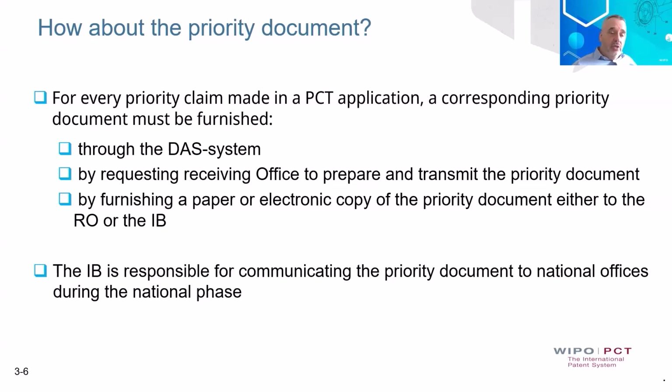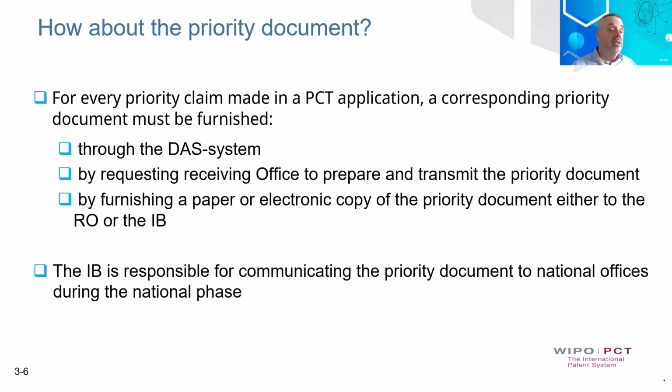Okay, if you can't use the DAS system because maybe your Office of First Filing is not yet part of the DAS system, and that can happen depending on where you filed your earlier application, then you still have the opportunity to request your receiving office to possibly prepare and transmit the priority document. That's the second best option. It only works in a case where the earlier application was filed with the same office that you're now filing the PCT application with. If it's a different office, you cannot ask the receiving office of the PCT to obtain that document from the Office of First Filing.